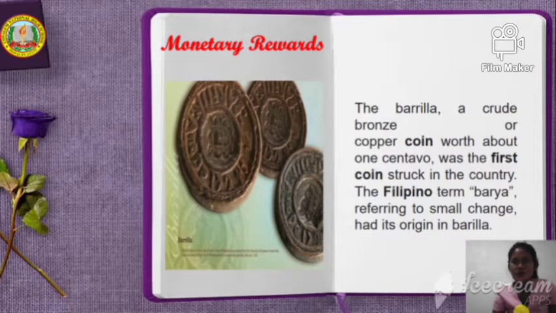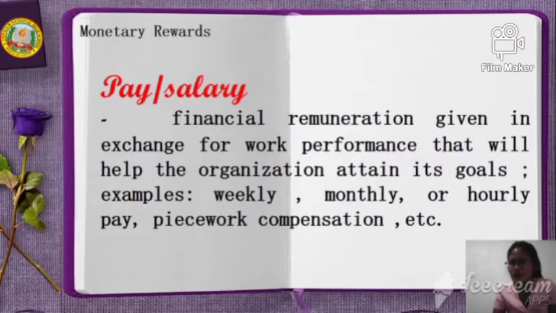So talking of coins, since coins are a monetary reward, of money, finance, and currency, one of the types of reward system is monetary rewards, which talks about money. Okay. So, talking about monetary rewards, there are also some types of monetary rewards. The first one is pay or salary.